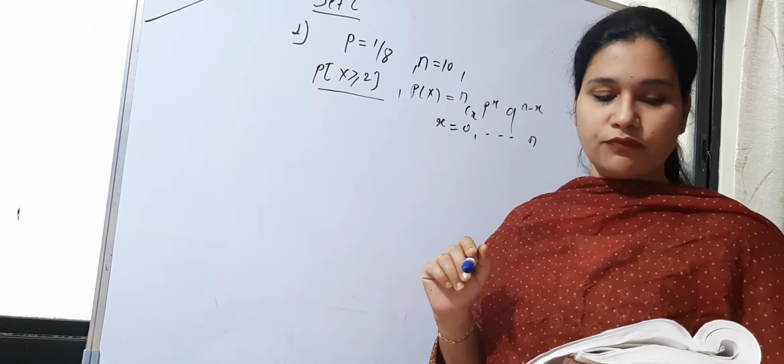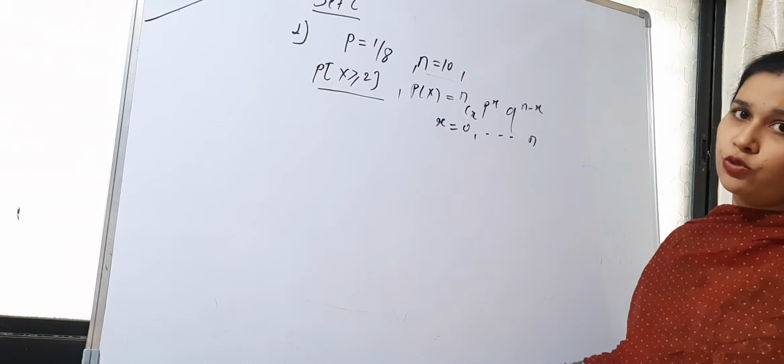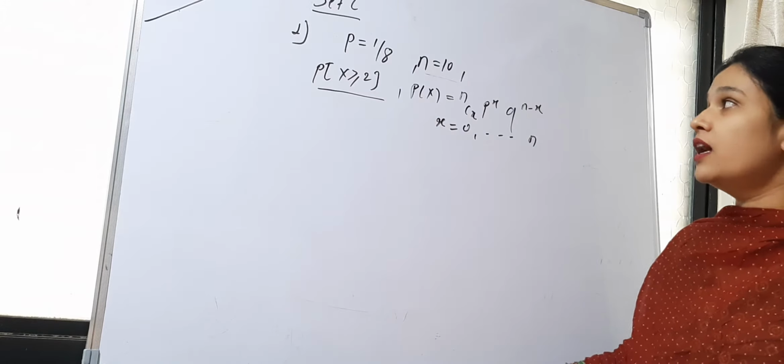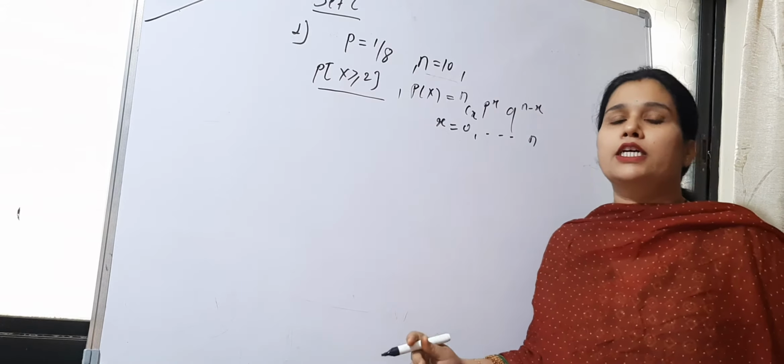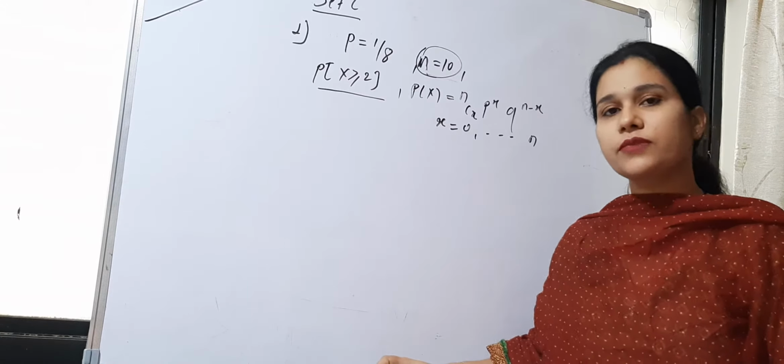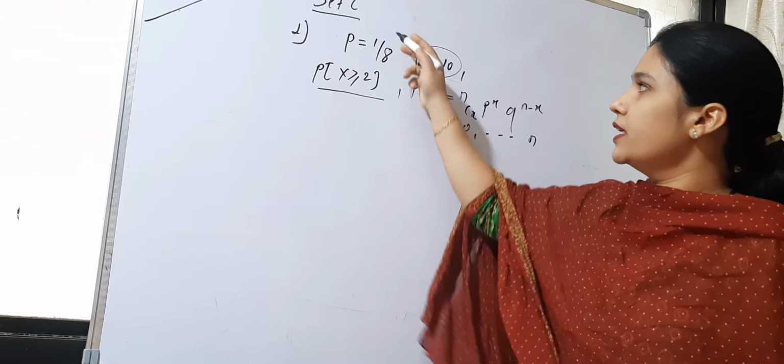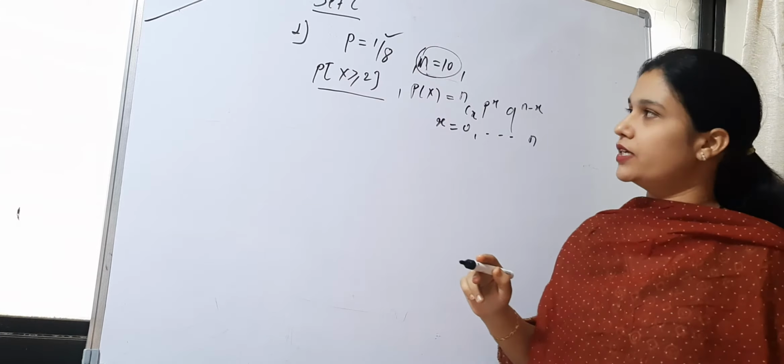This is the formula of binomial: nCx p to the power x q to the power n minus x. Why have I written this? Because this question is based on the binomial distribution. So how do we understand that this question is related to binomial or any other? The way is very simple. When the number of trials n is finite and small, below 30, at that time we can use binomial distribution. Again, p is also given, so this belongs to binomial distribution.